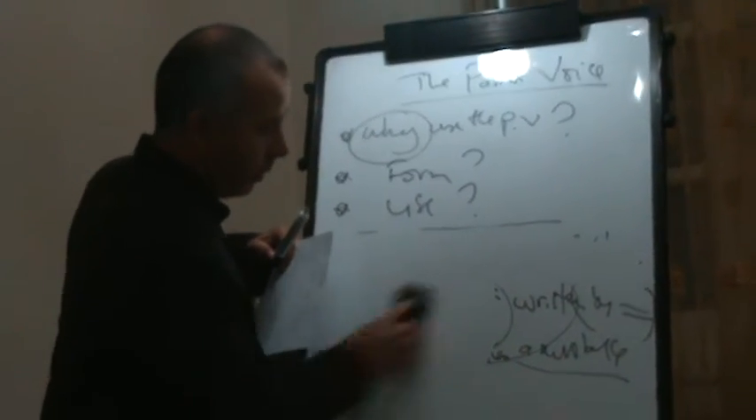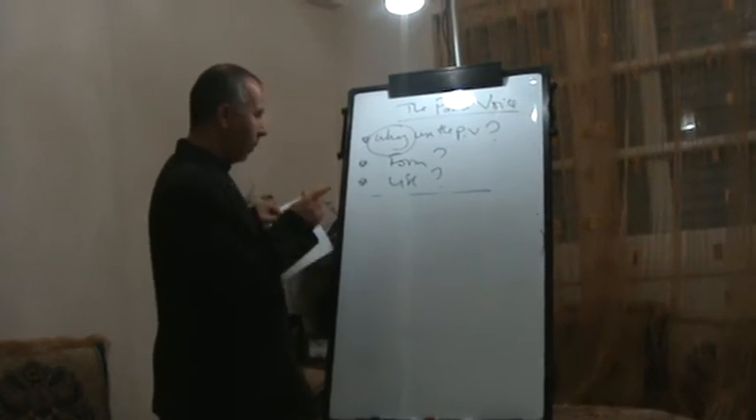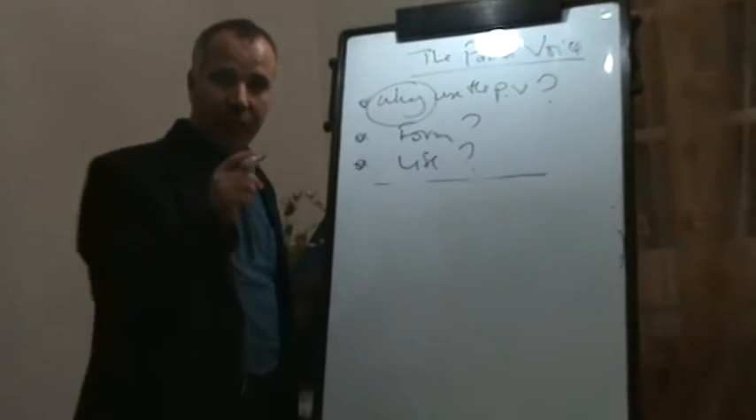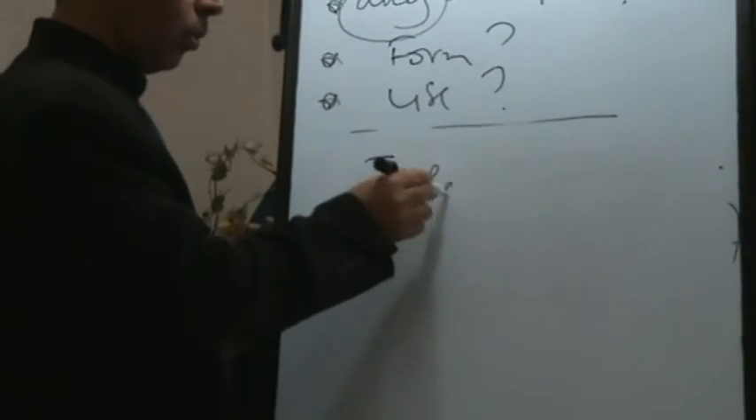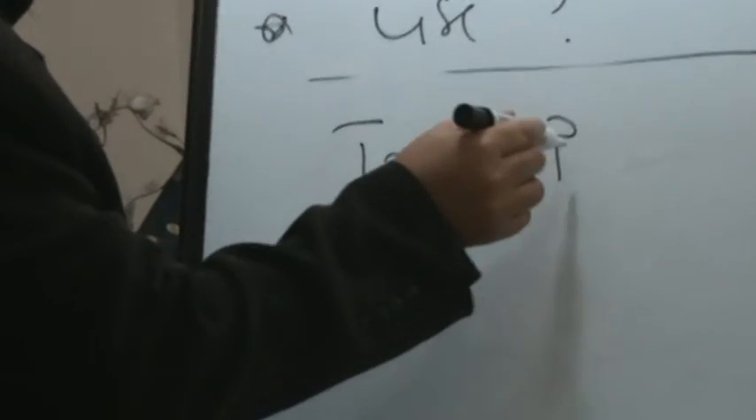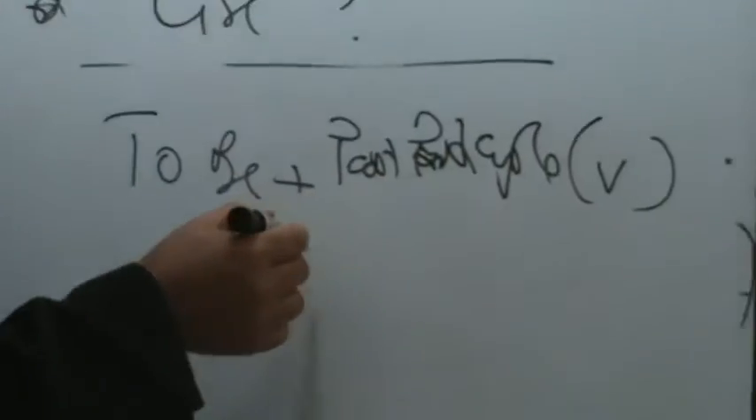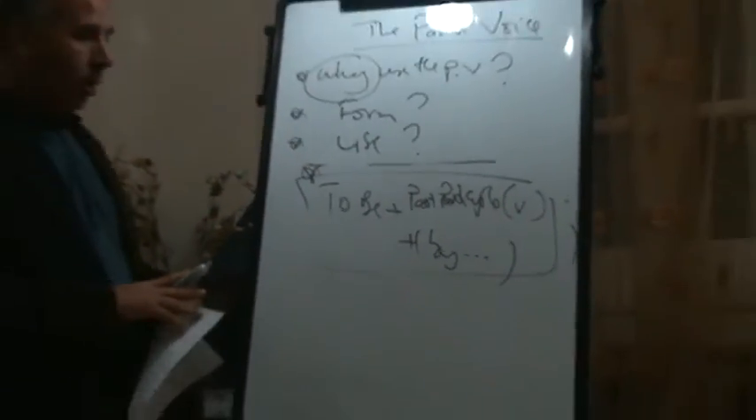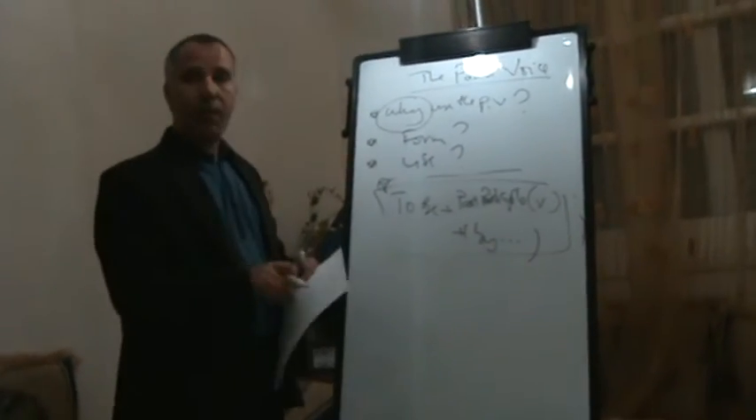The second point, which is related to the form of the passive voice, I'm going to say this. Please be careful. Look at this. What is the passive voice? To be plus past participle of the verb plus by. This is a rule. This is a very important rule you have to remember by heart. We have to learn by heart.